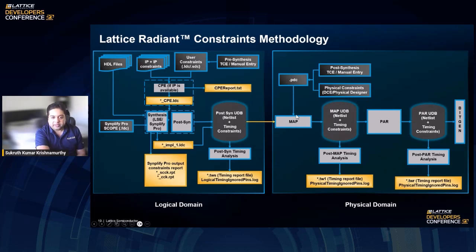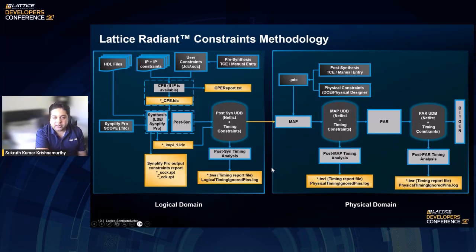Once map is completed, map generates a map.udb file, which includes the netlist and physical netlist, along with the timing constraints from the pre-synthesis stage and the post-synthesis stage. At this stage, users can run a map timing analysis. Once the timing analysis is completed, map generates a .tw1 file. This is a map timing analysis file.